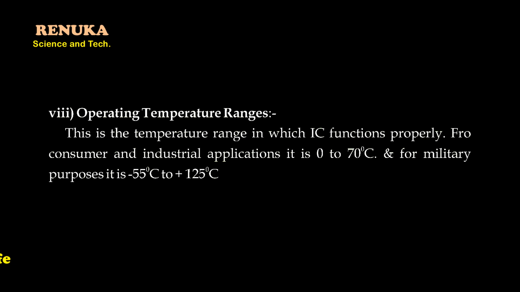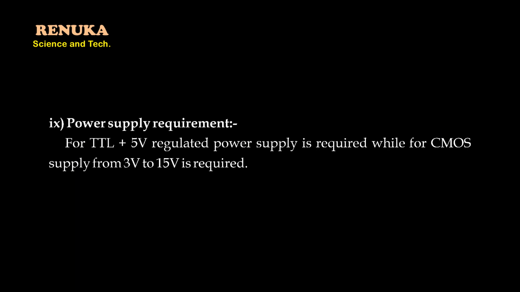So operating temperature range is a very important parameter or characteristic in digital ICs also. Now the last is the power supply requirement. We have seen two types of logic families, that is the TTL logic family and the CMOS logic family. The power supply requirement for TTL is plus 5 volt, and the power supply should be a regulated power supply. While for CMOS, we can use a power supply from 3 volt to 15 volt for CMOS gates. So this was all about the characteristics or parameters of logic ICs.